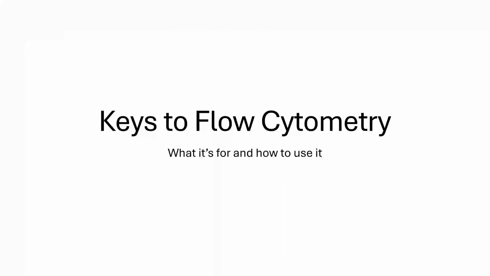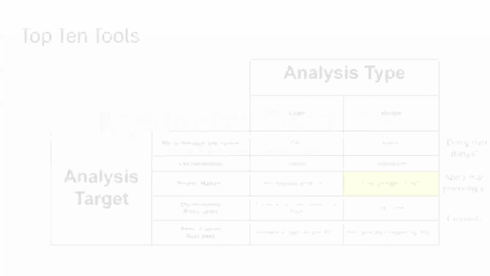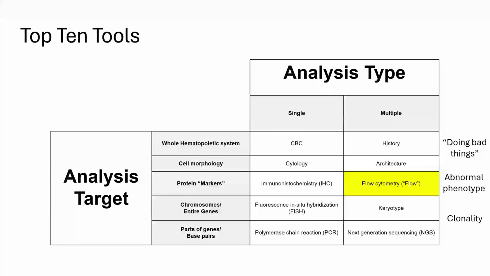With that, we're going to focus a little bit more on flow cytometry, as I have received feedback that flow cytometry is one of the tools that seems to be complicated for people. Again, it is one of our top 10 tools. Flow cytometry is an analysis that allows us to look at protein markers and multiple markers within the same cell.